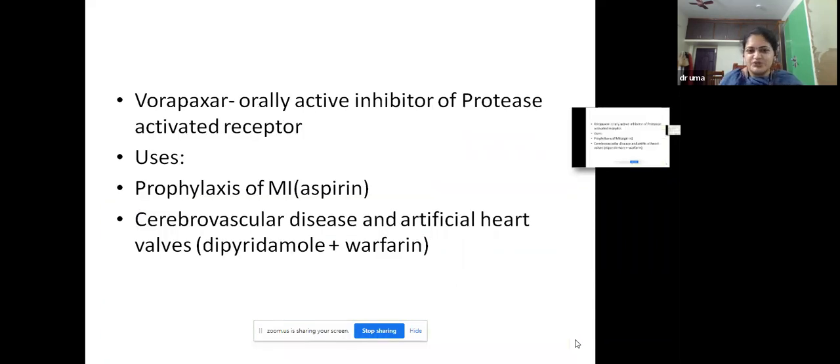Vorapaxar is a newer drug. It is an orally active inhibitor of protease activated receptor, PAR, and is also used as an antiplatelet drug. Mainly for the prophylaxis of MI, aspirin is used. For cerebrovascular disease along with artificial heart valves, a dipyridamole and warfarin combination is used.